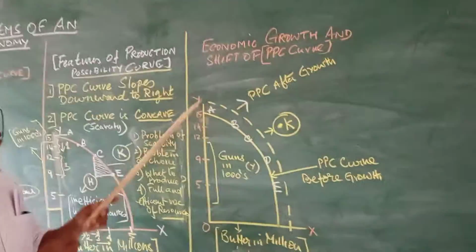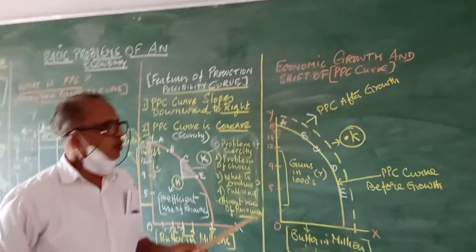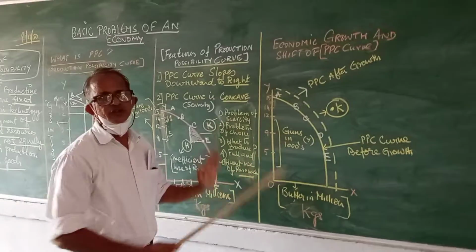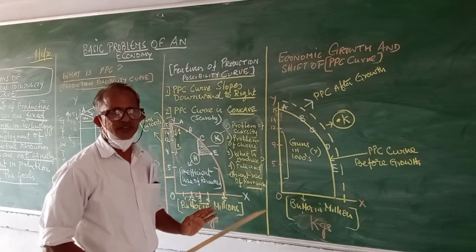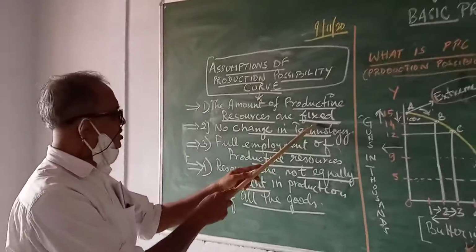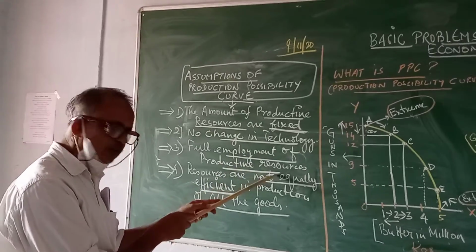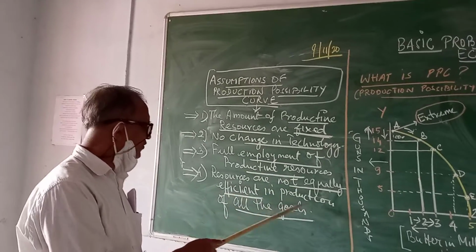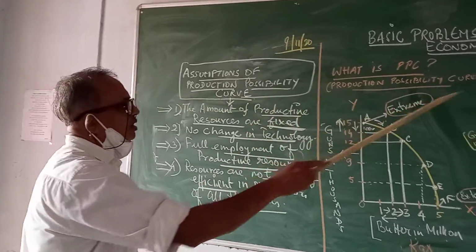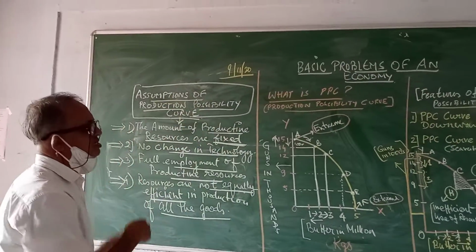Okay, now let me go on to the 4th section. Now, assuming that there is economic growth, what is the presentation of the diagram? See, in the previous assumptions, I had already told that the amount of productive resources is fixed. Technology, there is no change at all. Then there is full employment of productive resources. Then I told that resources are not equally efficient in production of all these goods. Now, under this condition, when the economy grows, then there is an entire change in these assumptions.